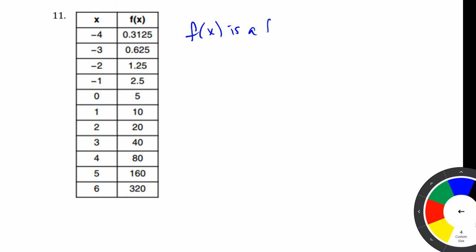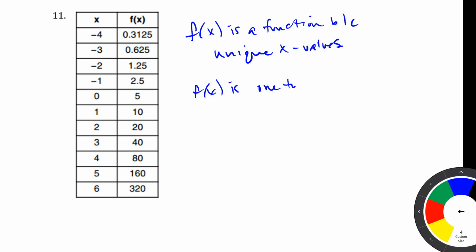because of unique x values. Right, unique just meaning they're all different. Then to find out if it is a one-to-one function, we're going to look at the y values. So if you look at the y values, see how they're all different? So we can say f of x is 1 to 1 because of unique y values. So by looking at the table, we're able to determine that.